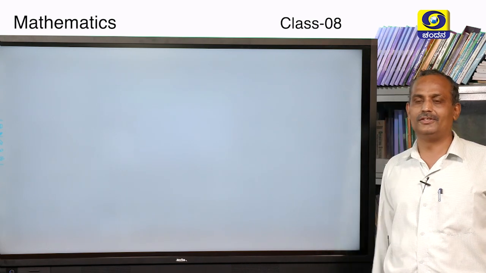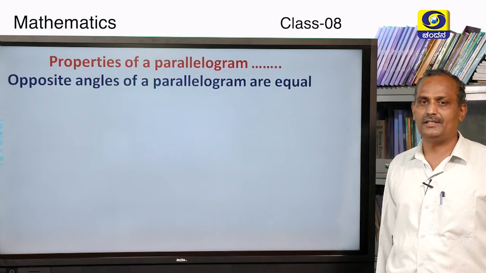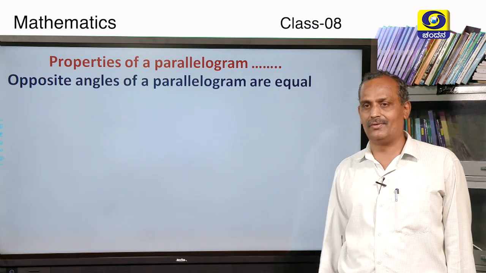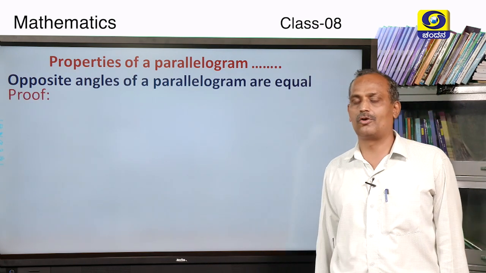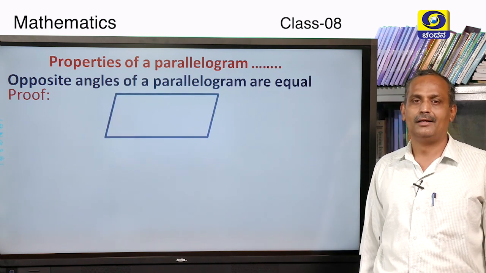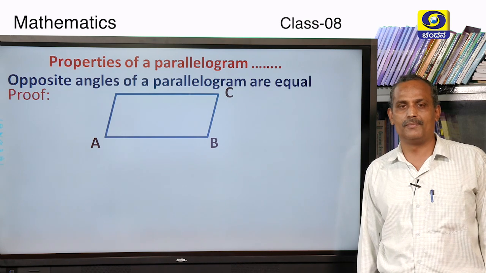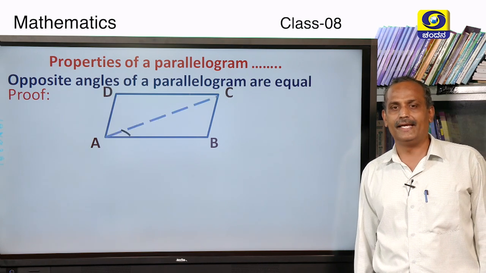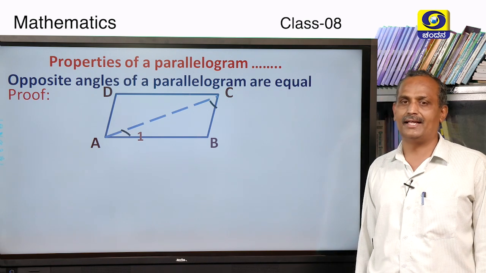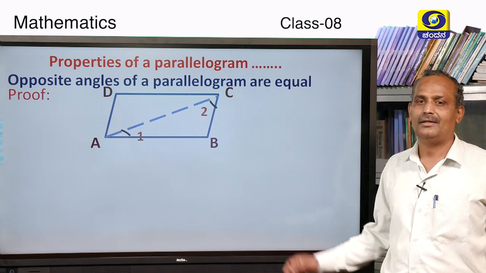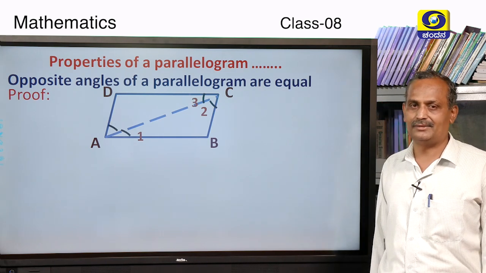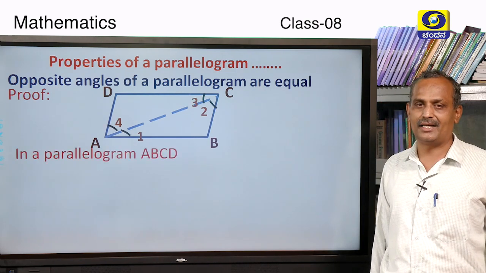Now, let us continue with the properties of a parallelogram. Opposite angles of a parallelogram are equal. So, whatever we have drawn in the previous proof, let us draw similarly. I have drawn a parallelogram ABCD. AC is the diagonal. Let us call angle CAB as angle 1, angle ACB as angle 2, DCA as angle 3, DAC as angle 4.